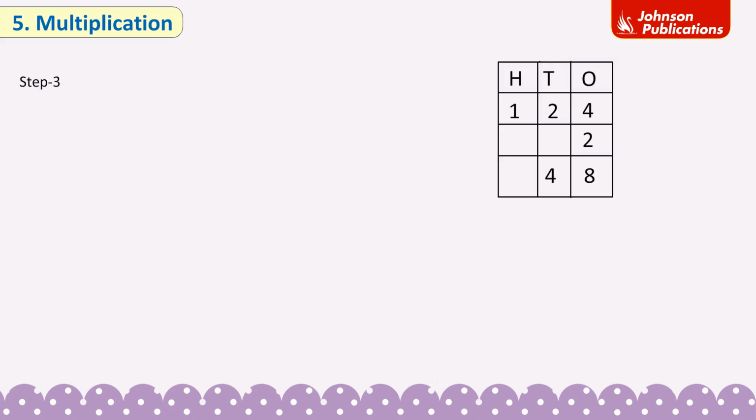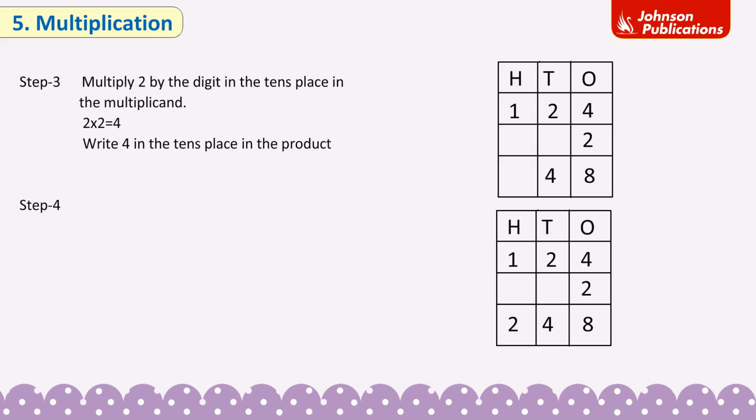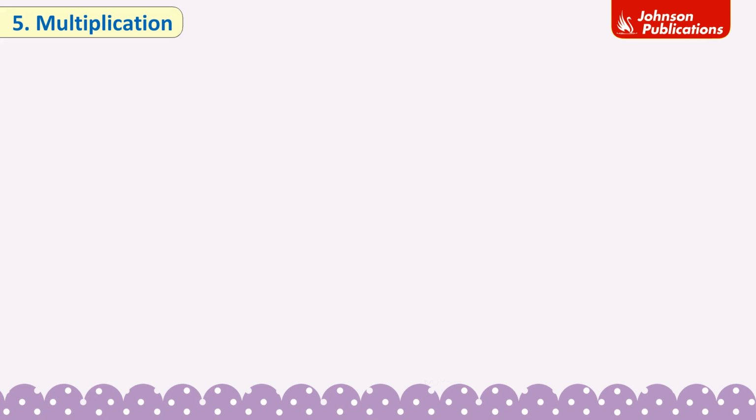Step 3. Multiply 2 by the digit in the tens place in the multiplicand. 2 multiplied by 2 is equal to 4. Write 4 in the tens place in the product. Step 4. Multiply 2 by the digit in the hundreds place in the multiplicand. 2 multiplied by 1 is equal to 2. Write 2 in the hundreds place in the product. 248 is the product of 124 and 2.